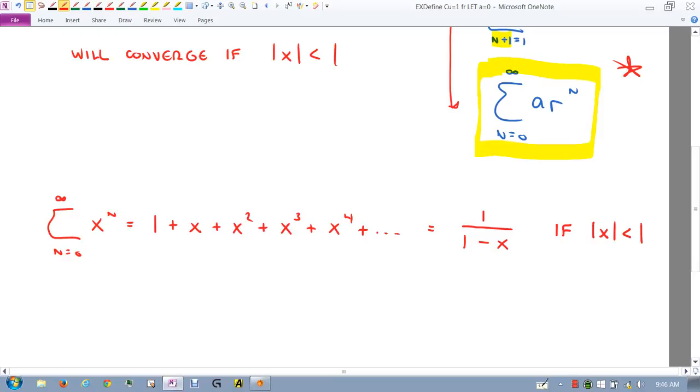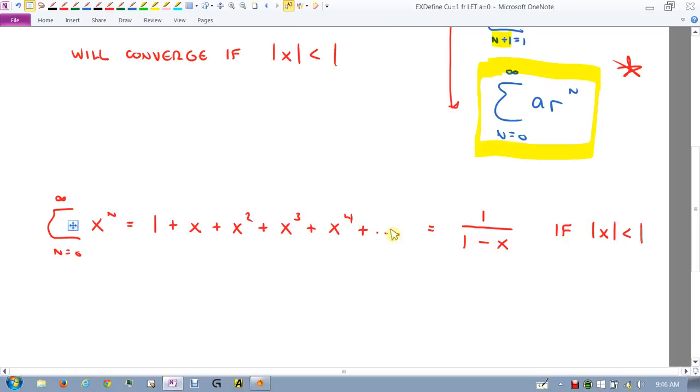What if the absolute value of x is greater than or equal to 1? It's going to diverge. And think about it. Give me a number that's bigger than 1. 2? What's 1 plus 2 plus 2 squared plus 2 cubed plus 2 to the 4th? That's just blowing up. It's getting huge, right?